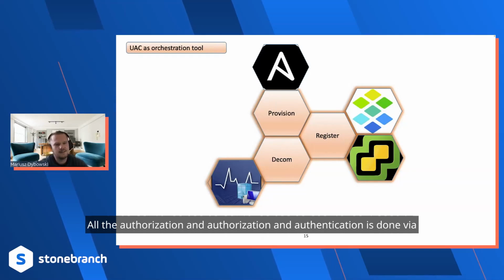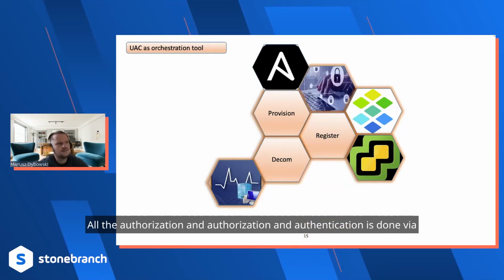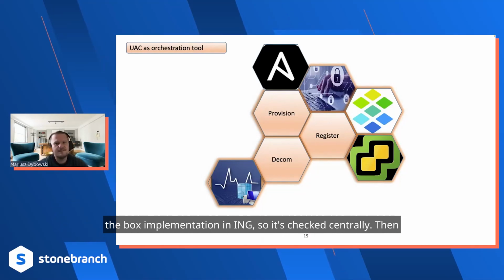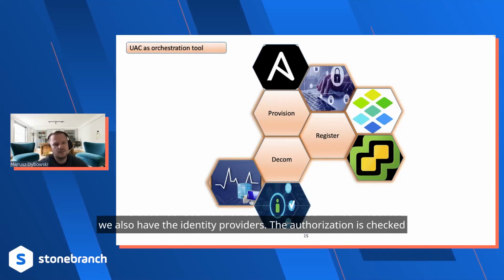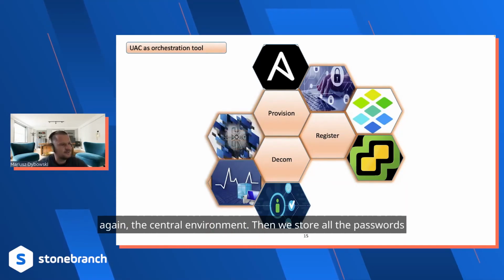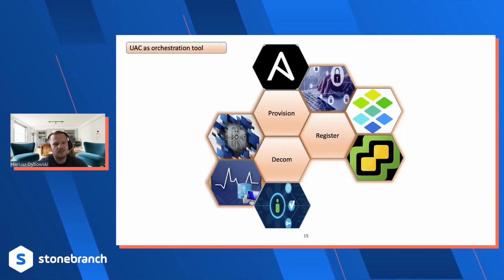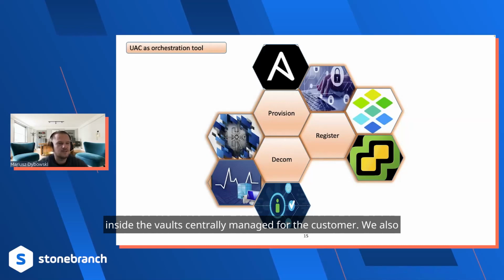All the authorization and authentication is done via the box implementation in ING. So it's checked centrally. Then we also have the identity providers, so the authorization is checked against the central environment. Then we store all the passwords inside the vaults, centrally managed for the customer.